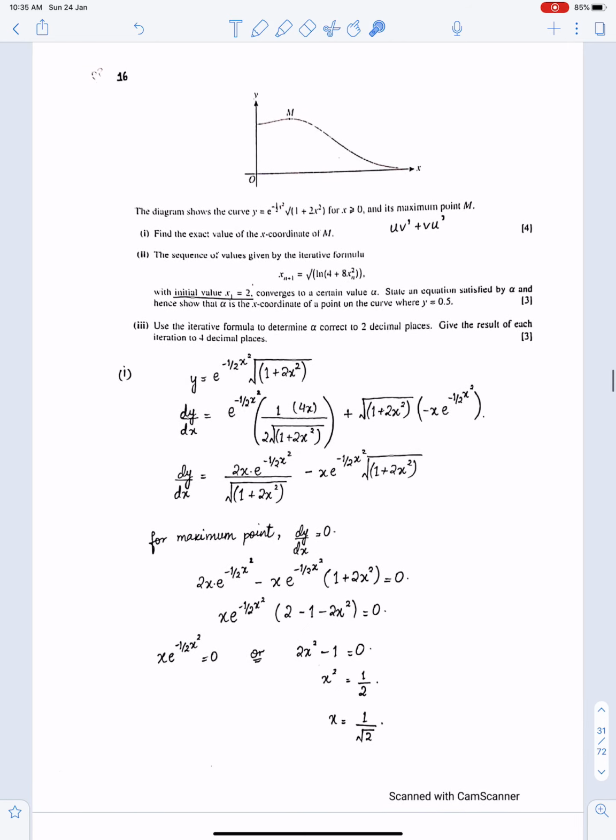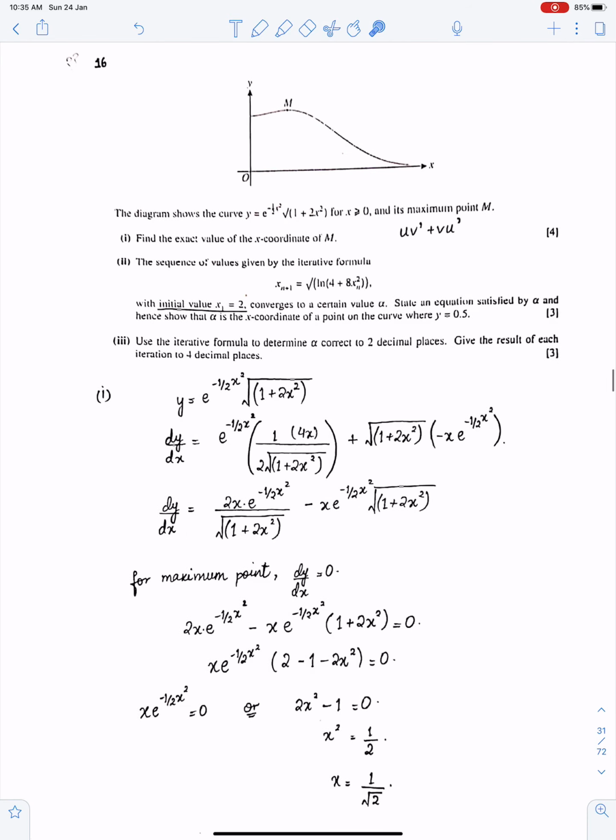The first part of this question is to find the exact value of the x coordinate of M. M is the maximum point. You need to differentiate this and equate the gradient to 0 for the x coordinate of M. So this is dy upon dx. By equating this dy upon dx to 0, we have got x equals 1 upon root 2. And this is the iterative formula.